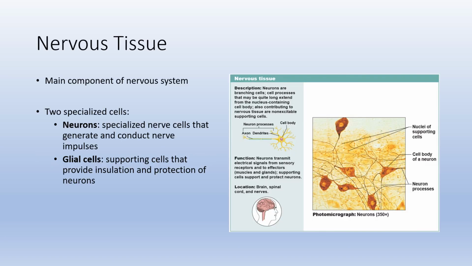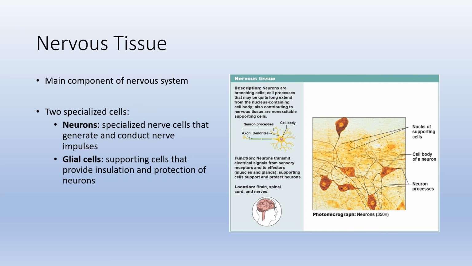The fourth and final primary tissue type of the human body is known as nervous tissue. Nervous tissue is the primary component of the nervous system, and if you recall from chapter 1, the nervous system included the brain, the spinal cord, and associated nerves. We will not visit the nervous system in this course, however, you will see it in EXS217.